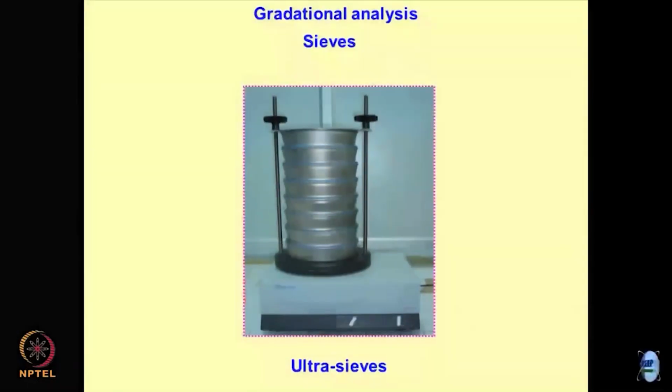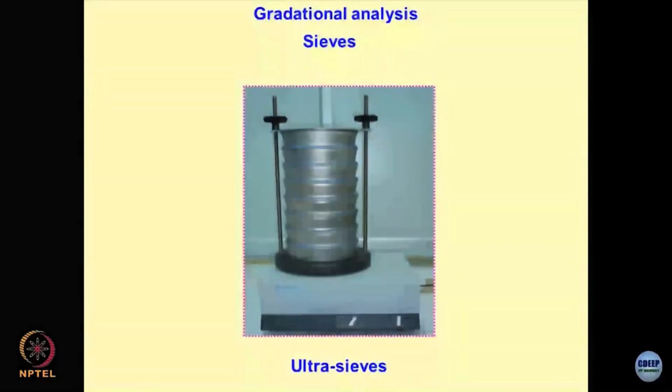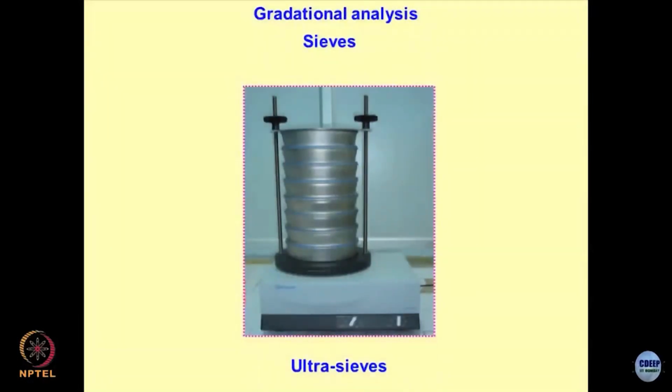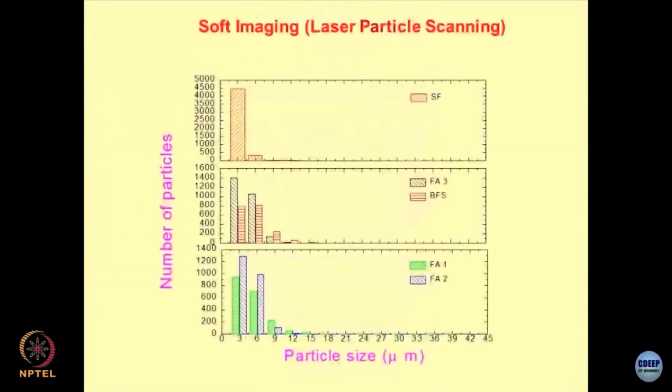Alright, this work was done by Shanta Kumar and myself in 2013-14, I do not know. These are the sieves which are used for dry sieving up to 20 microns, 22 microns, and these are known as ultra sieves. The results of soft imaging are this. Earlier days my students used to work on this type of histograms.